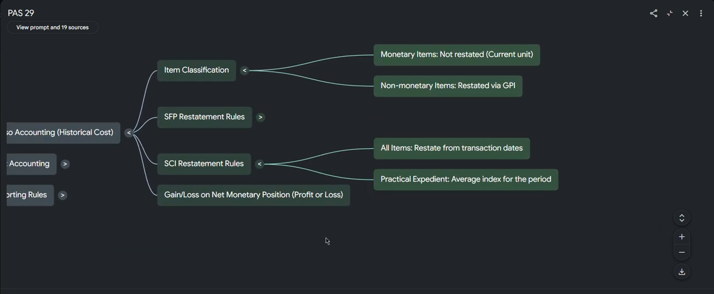Under comprehensive income restatement rules, all items are restated from transaction dates. And if it is more practicable to use an average index, it is used when it is more practicable. Gain or loss on net monetary position is recorded in P&L.